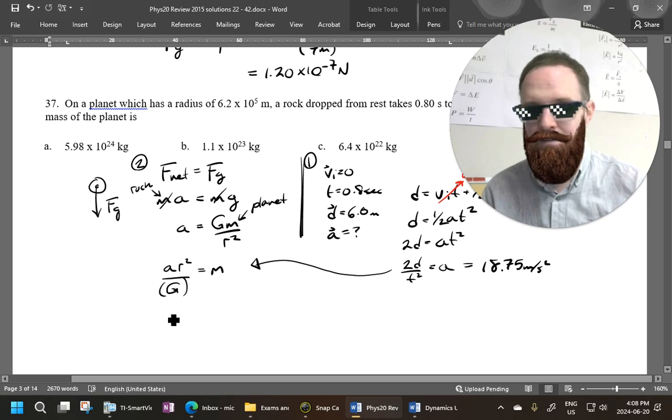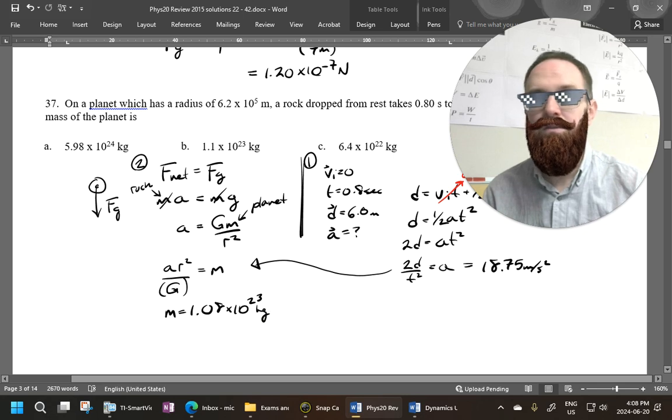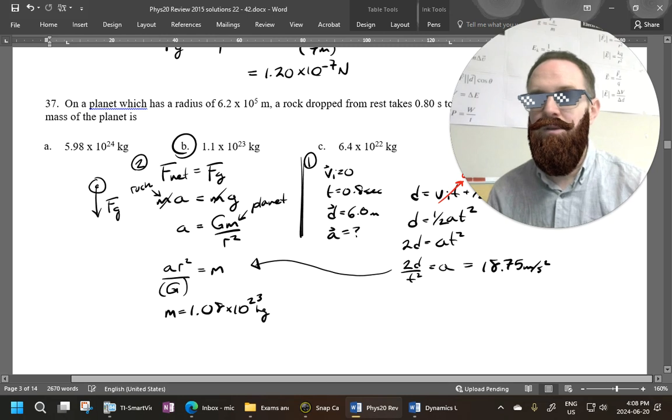So here I get a mass, which looks good for the mass of this planet. It's a much smaller planet than Earth, so the mass doesn't have to be as big, but it is still pretty big, times 10 to the 23. 1.1 if you go proper 2 sig digs here, 1.1. There you go.